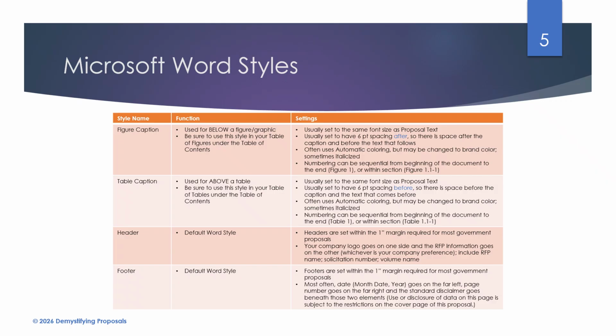The footer is also a default Word style. Footers are set within that 1-inch margin as well. Most often, the footer includes the date, so the month, date, year goes on the far left. The page number goes on the far right. And then there's a standard FAR disclaimer that goes beneath those two elements. And here's the standard disclaimer: Use or disclosure of the data on this page is subject to the restrictions on the cover page of this proposal, where you'll have the FAR language also on the cover page.